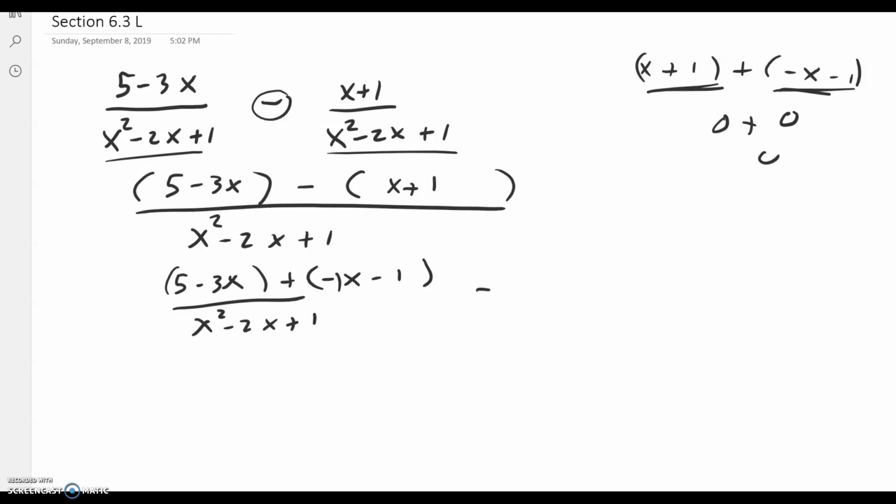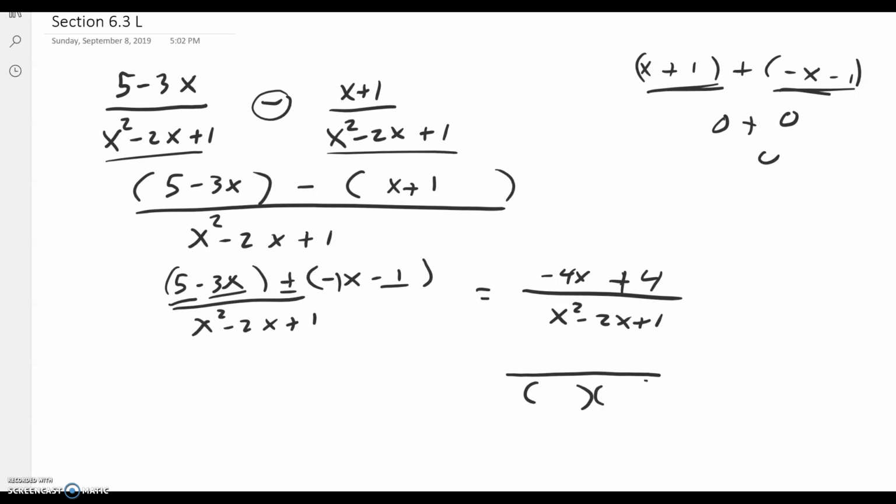Some folks like to put a 1 in there. So now we still have our same old common denominator down there. But now we can collect like terms rather easily. This is 5 plus a negative 1, and that is positive 4. And this is negative 3x plus negative 1x, and that's negative 4x. So now the only question is, does this negative 4x plus 4 over x squared minus 2x plus 1 reduce?